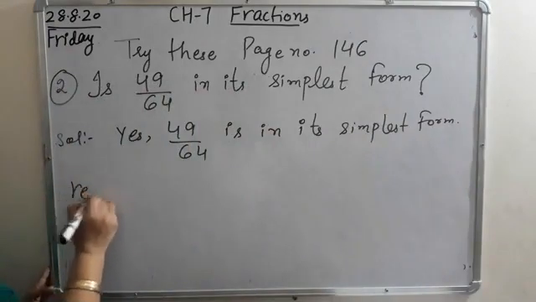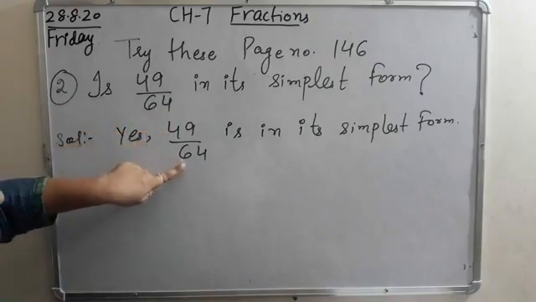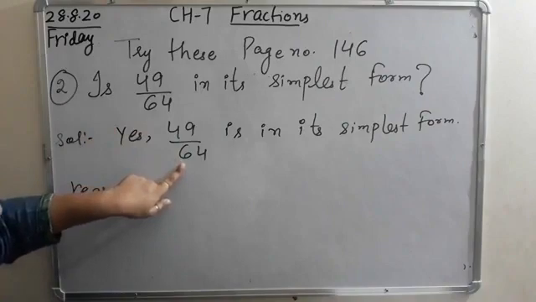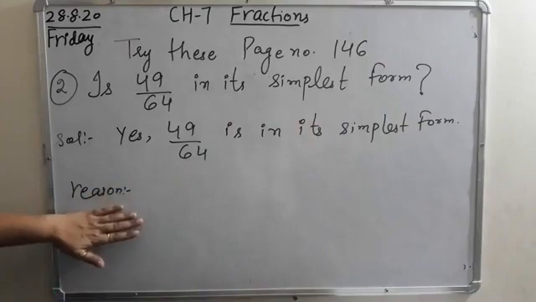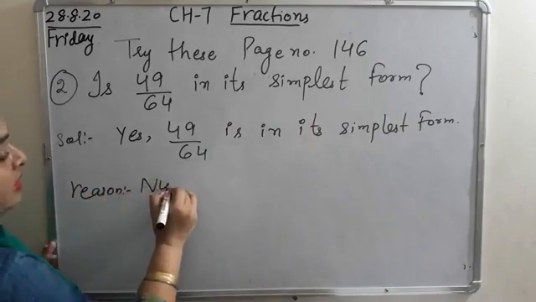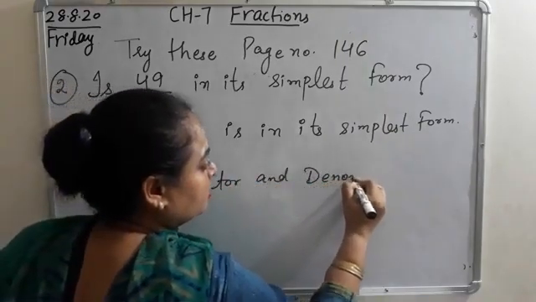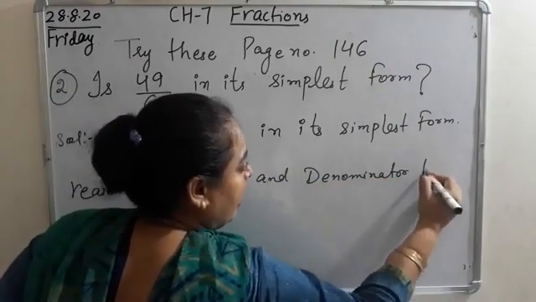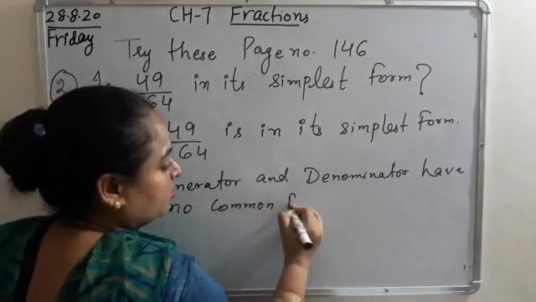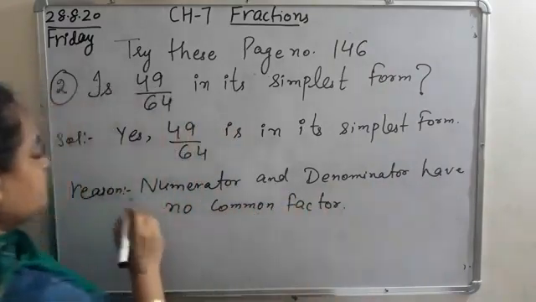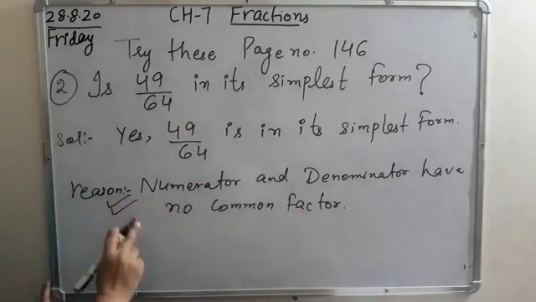The reason is here numerator and denominator have no common factor. That's why this is in its simplest form. So you will mention the reason: numerator and denominator have no common factor, and this reason is compulsory to write in an examination.